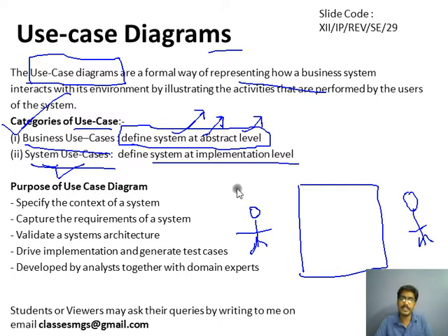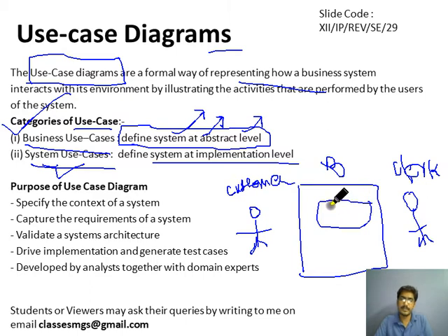Let's suppose this is a banking management system, in which on one side we have the clerk and on the other side we have the customer. What can the customer do? He can perform an operation like withdraw money. This is how we represent it through the system use case diagram. It will be connected like this: he will withdraw the money through the clerk. So this is the system use case diagram.